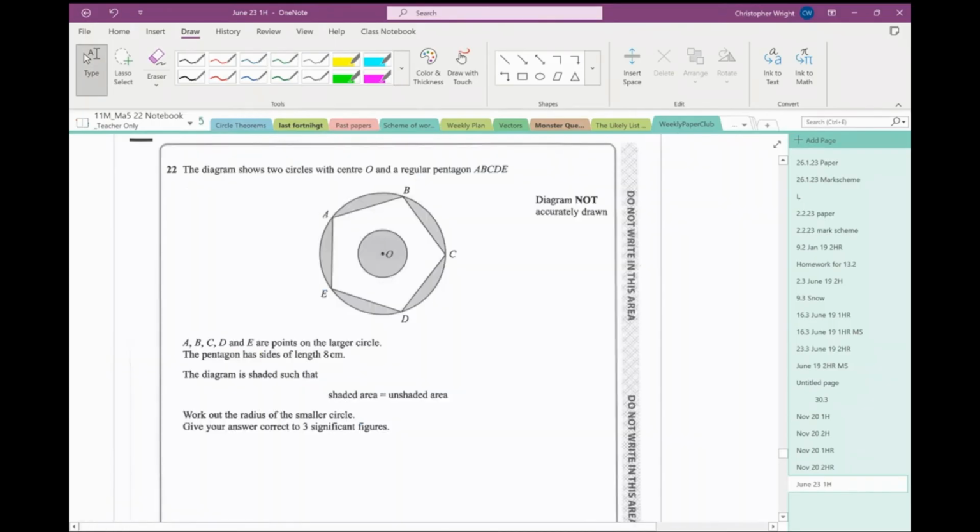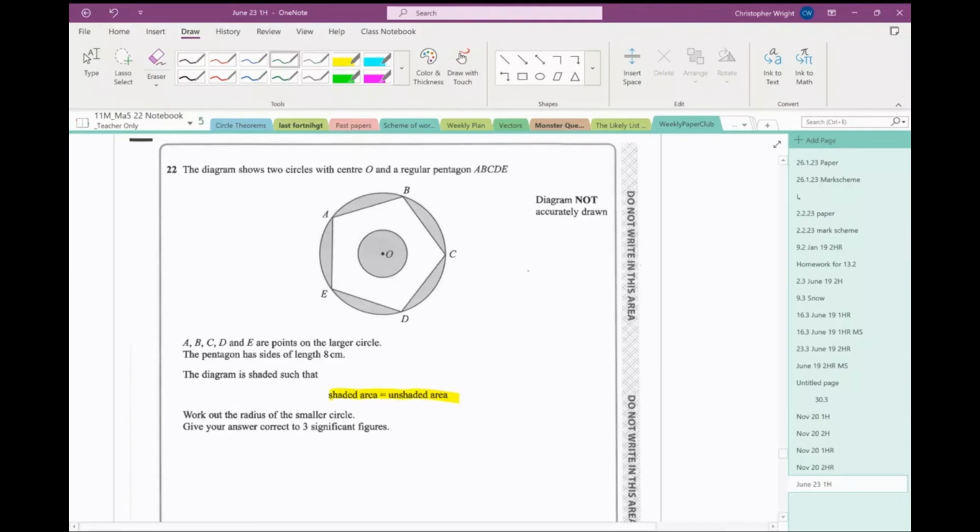And that's the question. Okay. You've got a circle, and you know that half the area of the circle is shaded and half is not, because the shaded area is the same as the unshaded area. Altogether, those two areas equal the area of the large circle. And you know the pentagon has sides of 8. You need to find the radius of the smaller circle.